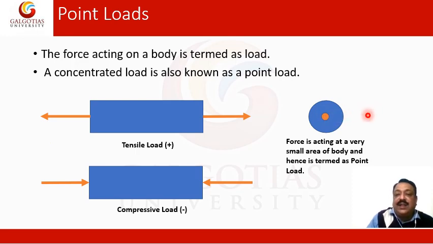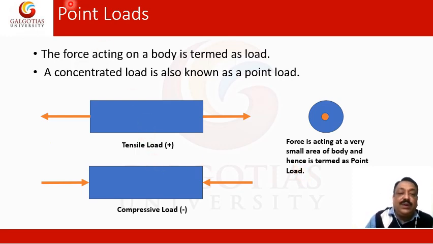So if you look at the yellow area as compared to the total blue area, the area over which this force is applied is shown in a yellow circle, and that is pretty small as compared to the whole blue cross-sectional area of the beam, and hence this will be termed as a point load or concentrated load. So what is a concentrated load? If the force is acting on a very small area of a body, then only you will term it as a point load or concentrated load.